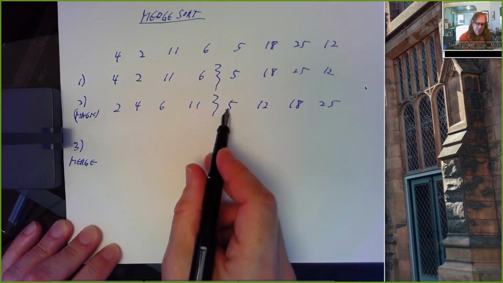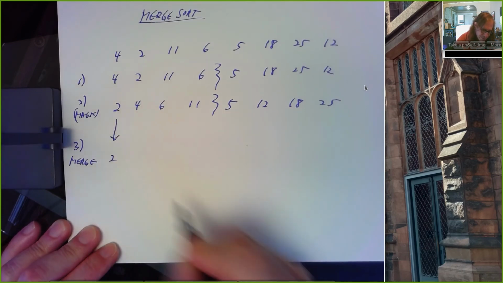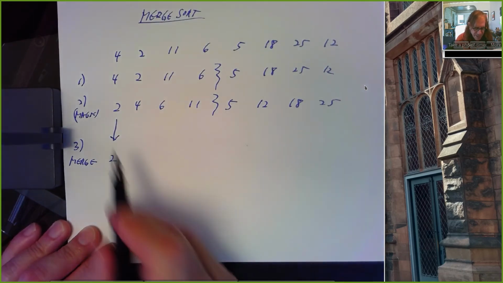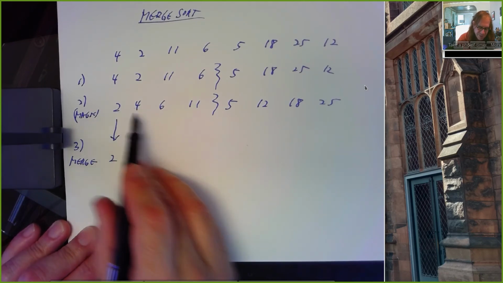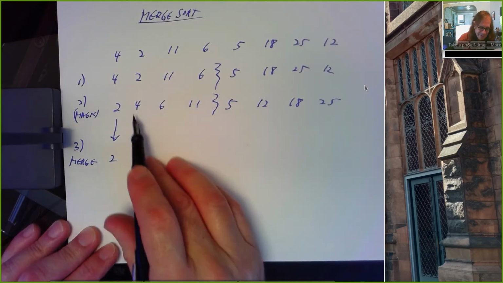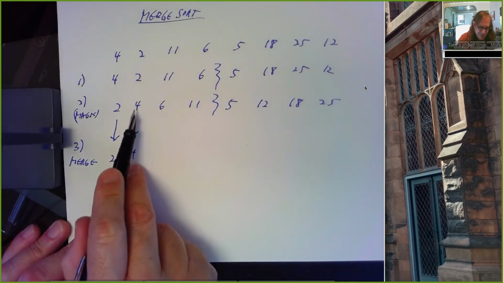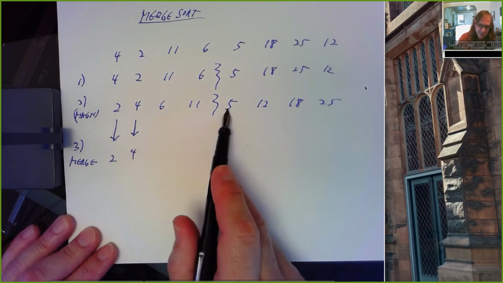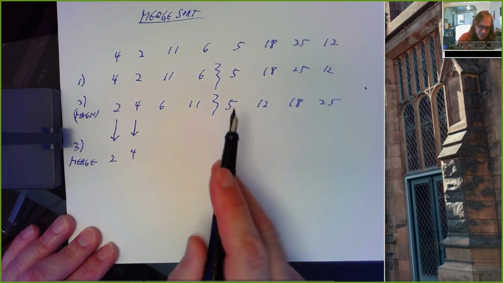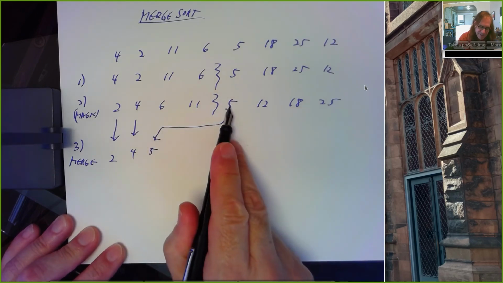So I compare 2 to 5, 2 is smaller, so I'm going to put 2 in my output. And now that's removed from here. So now I'm going to compare the first thing in this list, 4, with the first thing in this list, 5. 4 is smaller, that goes in my output. And it's removed from this list. Now I'm going to compare the smallest thing here, which is a 6, with the smallest here, a 5. 5 is smaller. So I'm going to put the 5 over here. And now the 5 is gone.